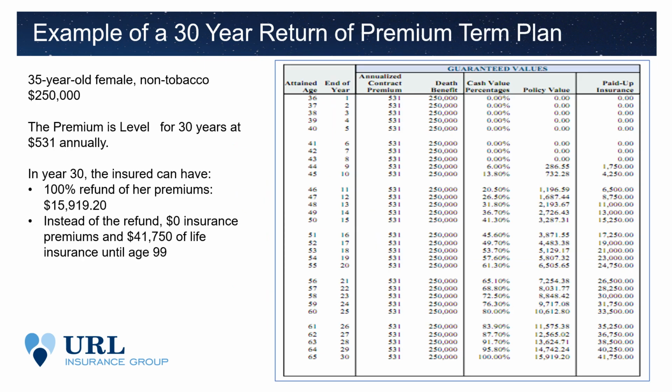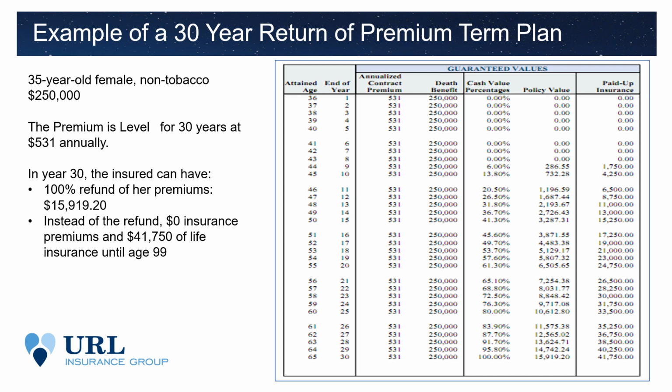Here's an example of a 30-year return of premium term plan. Again, we're looking at the same 35-year-old female for $250,000. The premium again is level for 30 years, and instead of $267 a year, a return of premium is going to cost a little more. So this return of premium plan is going to be $531 a year. Again, that price is guaranteed for the 30 years. Death benefit's guaranteed level as well.